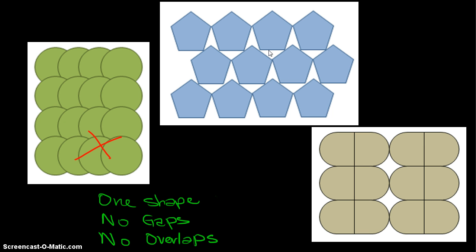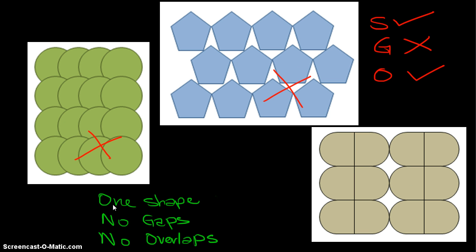Okay. So what about this here? One shape, yes, there's only one type of shape here. There are gaps. You can see there are already gaps. So this failed. And are there overlaps? No, there are no overlaps. So this is fine. But however, because there are gaps, this is not a tessellation. Okay, move on to the next one.